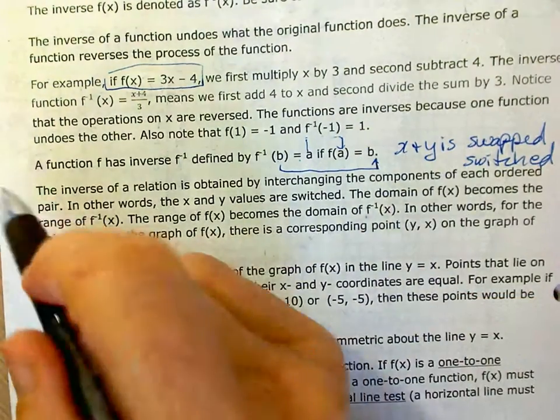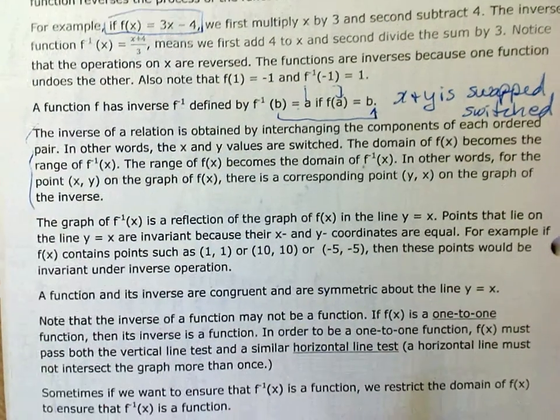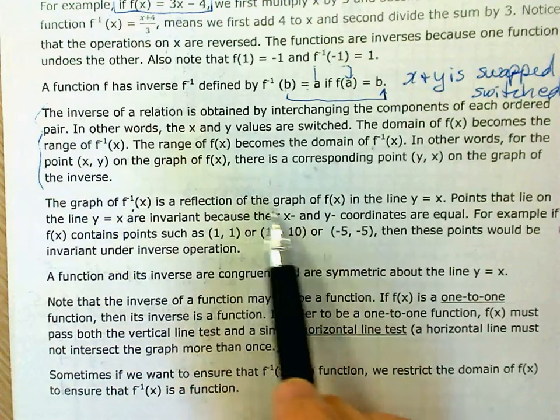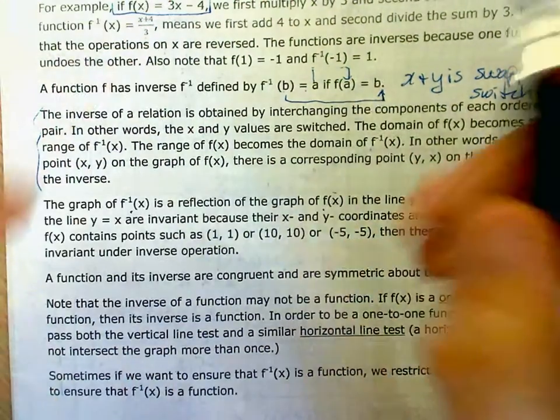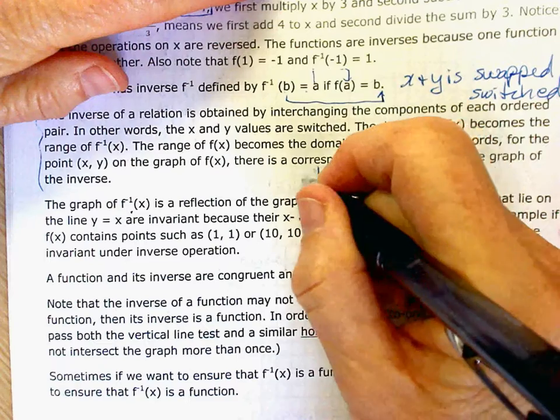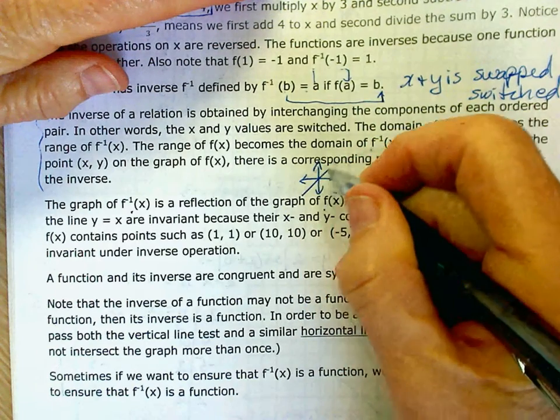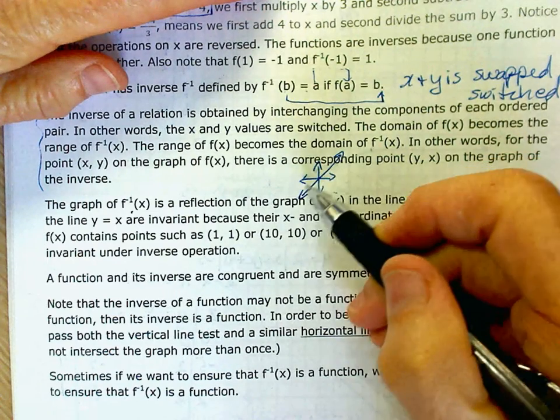I will demonstrate this with examples. The graph of the inverse is a reflection of the graph of the original function in the y equals x line. So if you recall, the y equals x line is here. So we are now reflecting over the y equals x line.